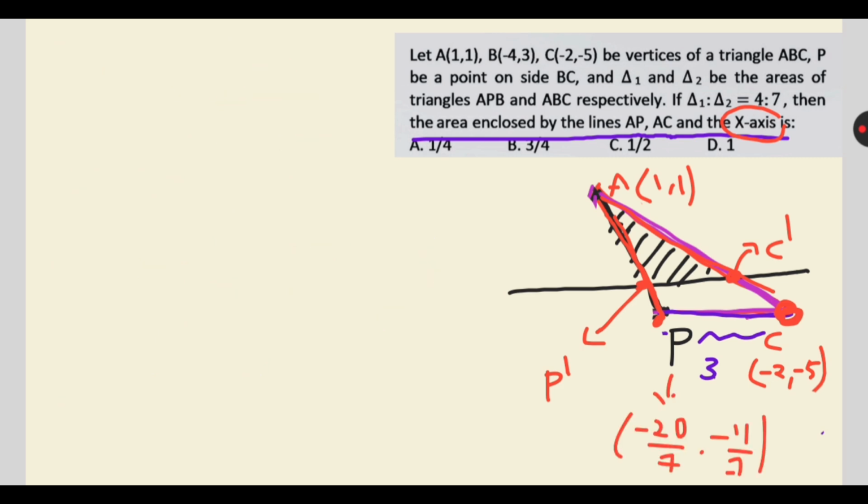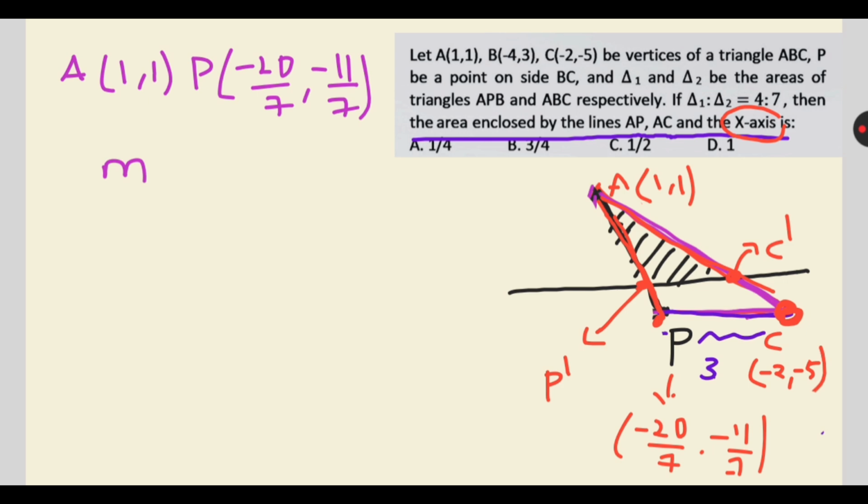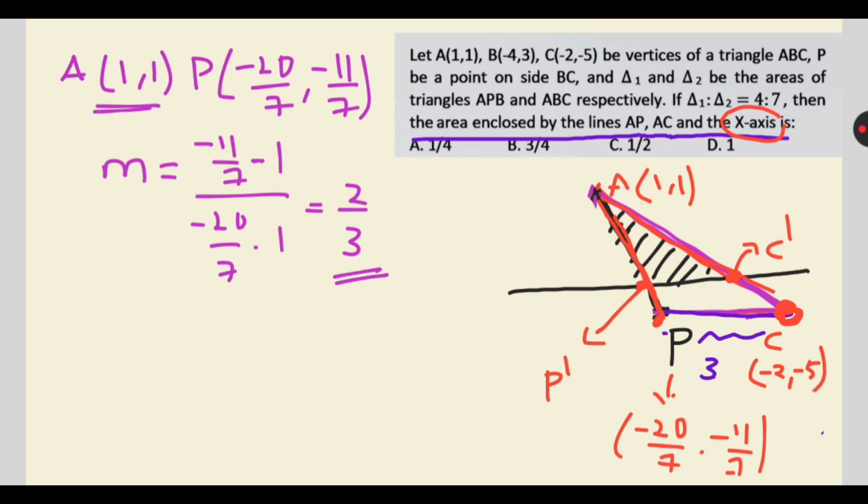First, find the equation of AP. What is the A point? (1, 1). What is the P point? (-20/7, -11/7). From these 2 points we can find the slope. The formula is (y2 - y1)/(x2 - x1). After solving, we get the slope as 2/3. We know the slope and we know the point, so we can find the equation of AP, right? y - 1 = m(x - 1). So the equation of AP is 2x - 3y + 1 = 0.